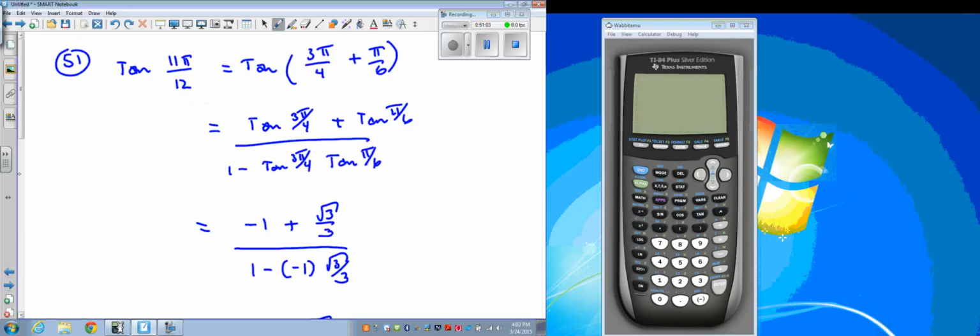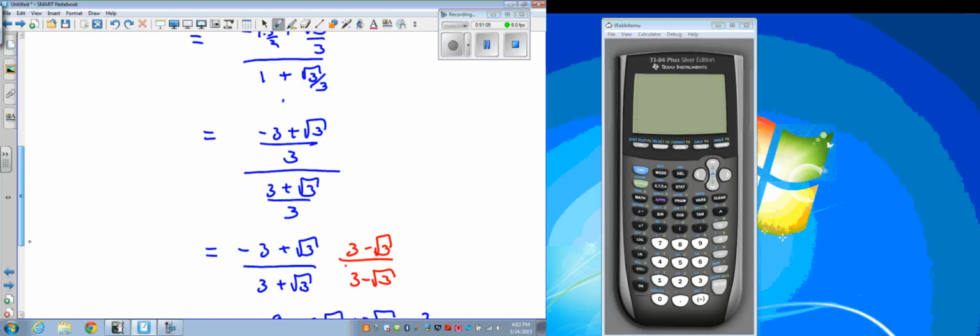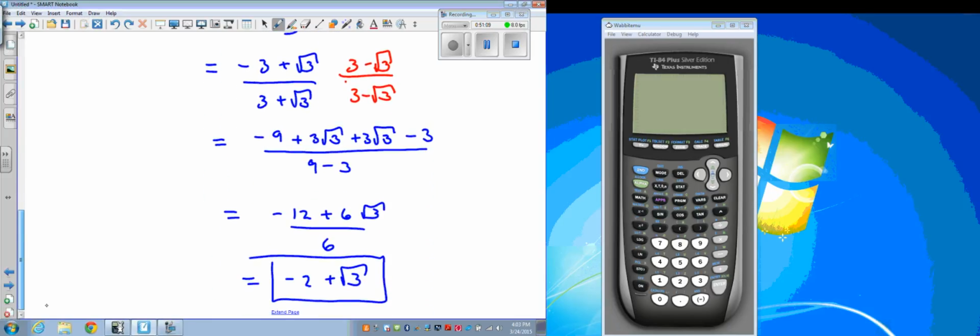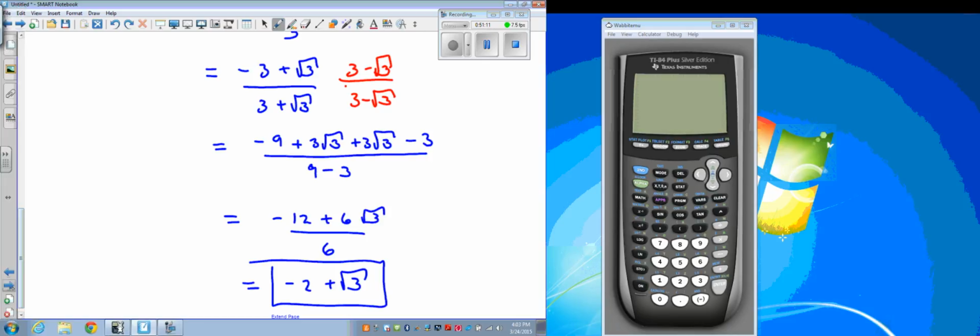Minus 12 plus 6 square root of 3. What happens at 6? It cancels. See, it's 12 over 6, well, look, this is what you do. You go minus 12 over 6 plus 6 square root of 3 over 6. Common denominator, then you can split it into two parts.